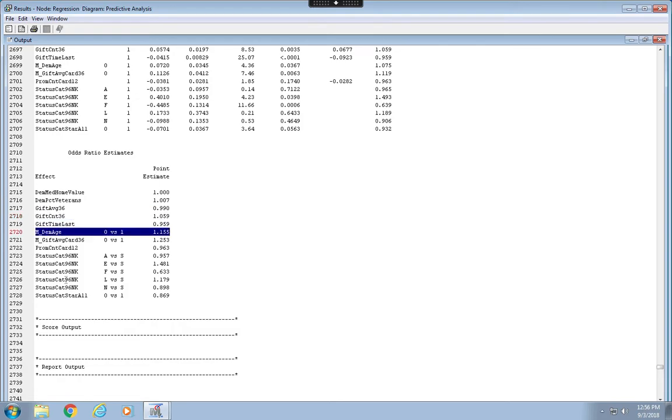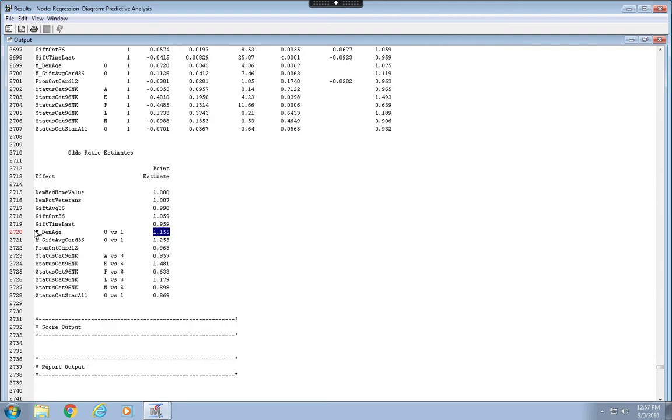The prefix M on the person's age. M, prefix M indicates whether the person's age information was missing in a given observation. It takes the value of 1 as a baseline, indicating that age was missing. So as compared to that, when it's not missing, the odds of donation during the campaign period change by a factor of 1.155. In other words, it increases by 15.5%.